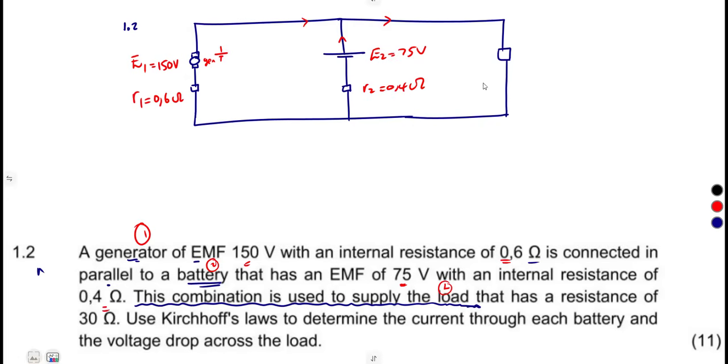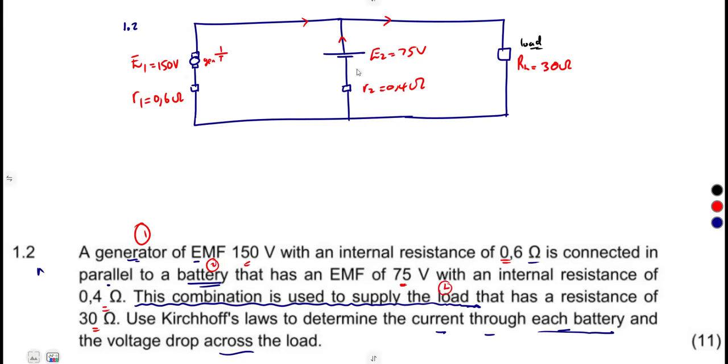0.4 ohms was given, and the load resistor here is our load. So the load resistance of 30 ohms is also given. So that is what you have. We are supposed to use Kirchhoff's laws to determine the current through each battery, and the voltage drop across the load.